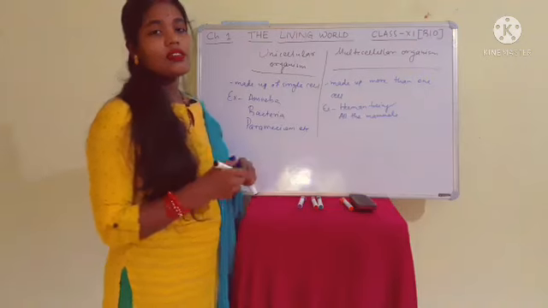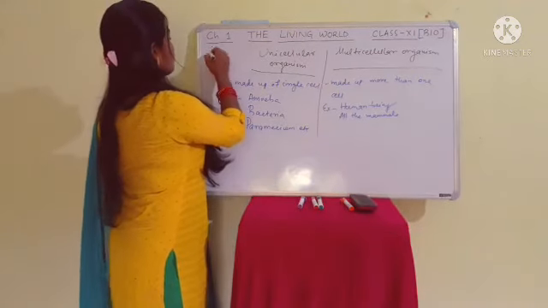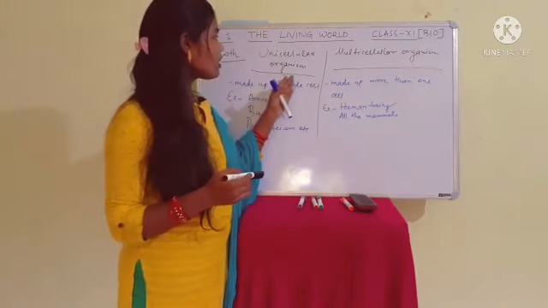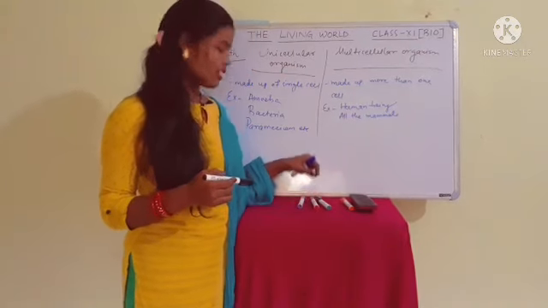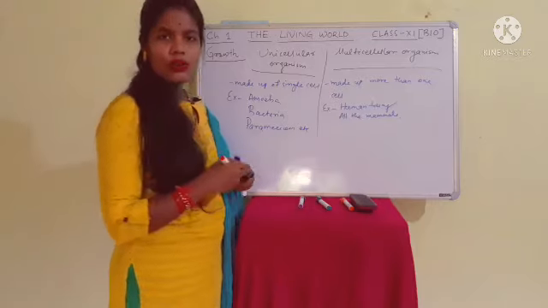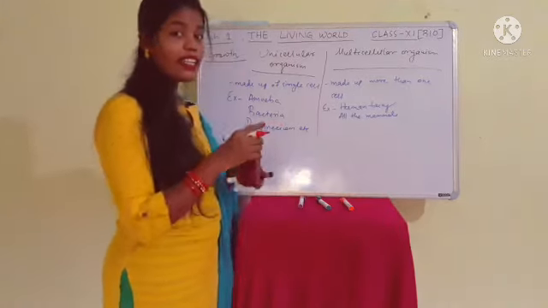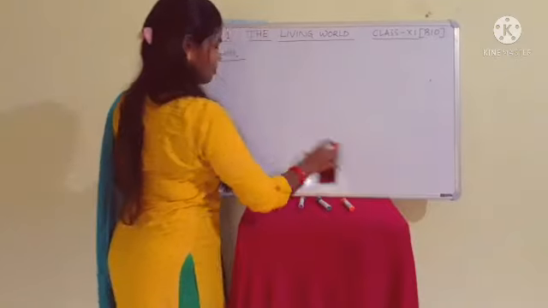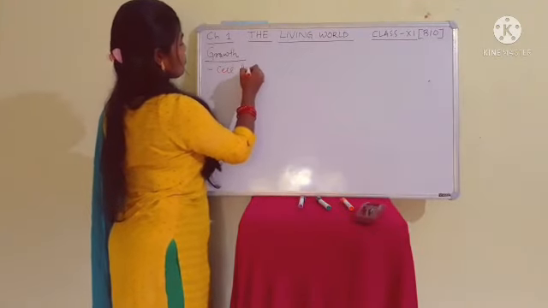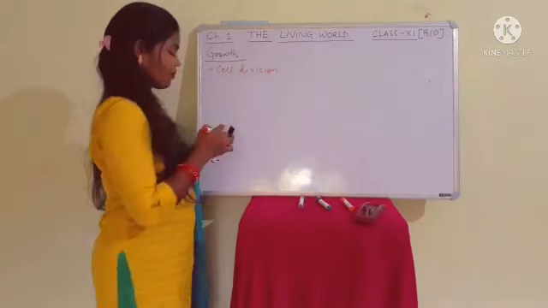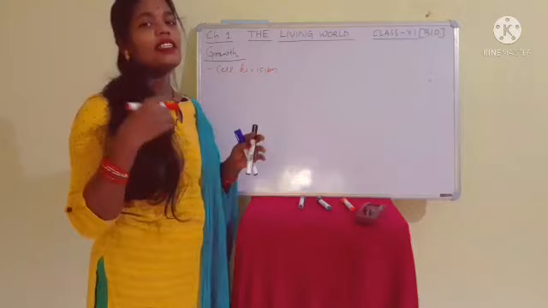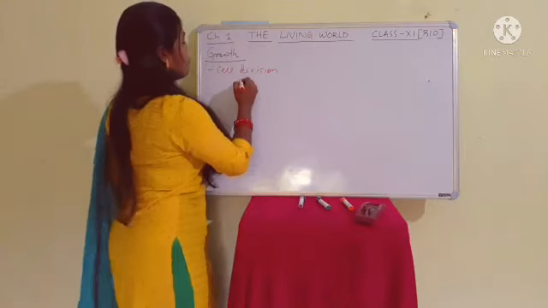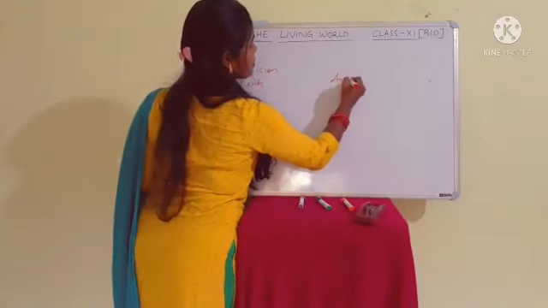So what we have left is the first characteristic, that is growth. Growth can occur in unicellular organisms as well as multicellular organisms. So how does growth occur? Growth occurs by cell division. Cell division occurs in plants as well as animals. First of all, we will discuss plants and animals.